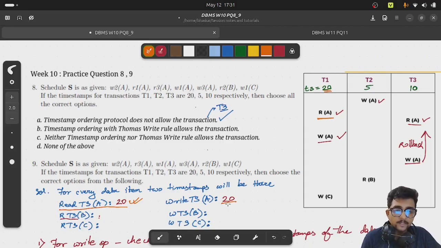If this write TS was only 20 and this read TS was not 20, right, then we would have simply ignored this WA, and we would have moved forward with the transaction. There are no other instructions here, but let's say there were some, then we would have moved forward. We would not have rolled back. But that is not the case here, because read timestamp is 20 as well along with write timestamp.